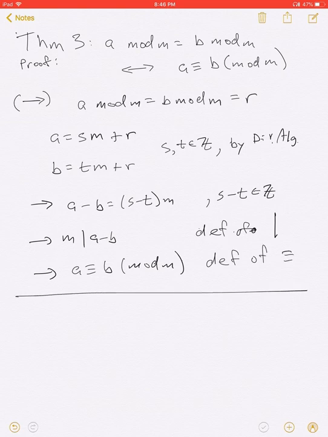All right, so that's the one direction for the proof. Now we're going to prove it in the other direction. And in this case, we assume that A is congruent to B mod m. And we'll just immediately apply the definition: m divides A minus B.